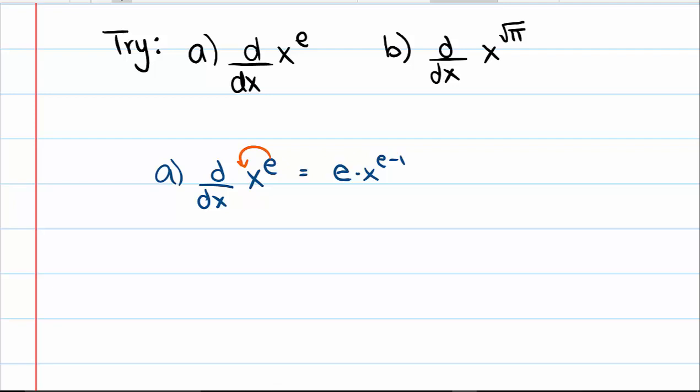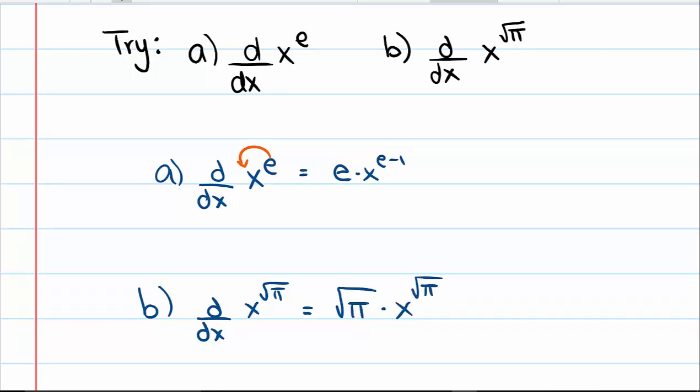And then for part B, we want to take the derivative of x to the power of the square root of pi. So this is just going to be the square root of pi times x to the power of the square root of pi minus 1. And that's all there is to it.